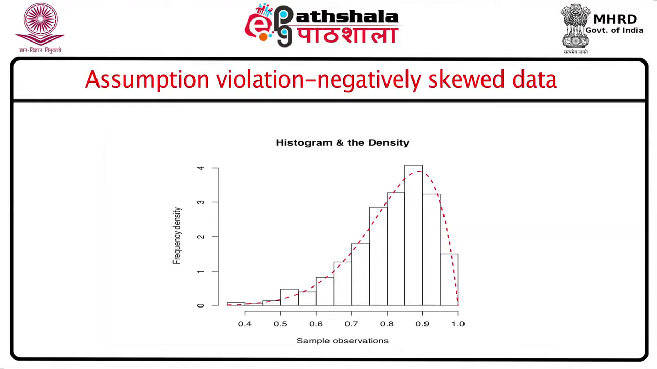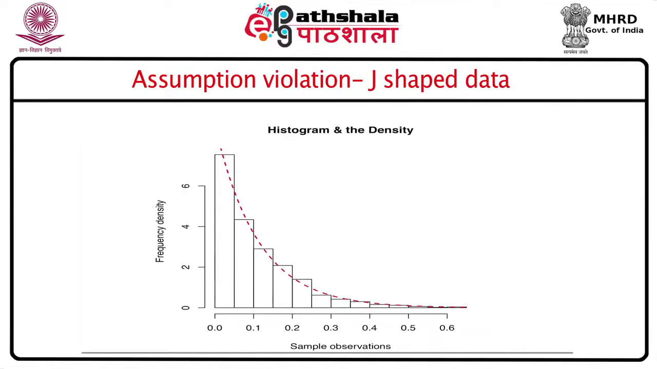There may also be negatively skewed data. Here also the normality assumption is not valid, so we can't use the t-test. The histogram of the data may look J-shaped. Actually, we use the exponential distribution in life testing problems. In this case we find that the data is J-shaped, that is, it decreases over time, and since this is not symmetric, we can't use the normal distribution for the analysis.